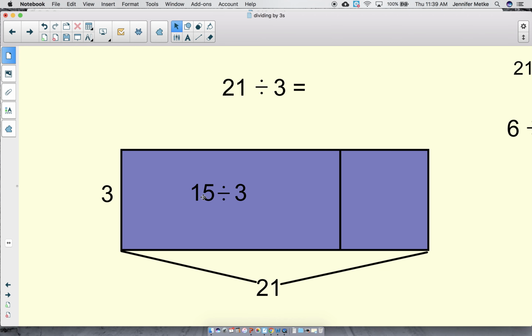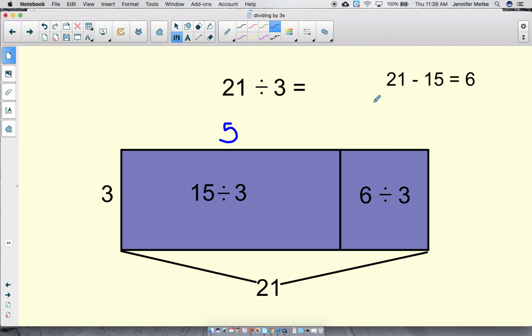Well, I like my 5s, and I know that 15 divided by 3 is 5. As we've said, I had 21, I've used 15, and now I know I have 6 left. So this unused piece is 6 divided by 3. And I know that 6 divided by 3 is 2. So now I just have to take my quotients. I have this whole side length, 5 and 2. That means the total side length is 7. So that means that 21 divided by 3 is 7.